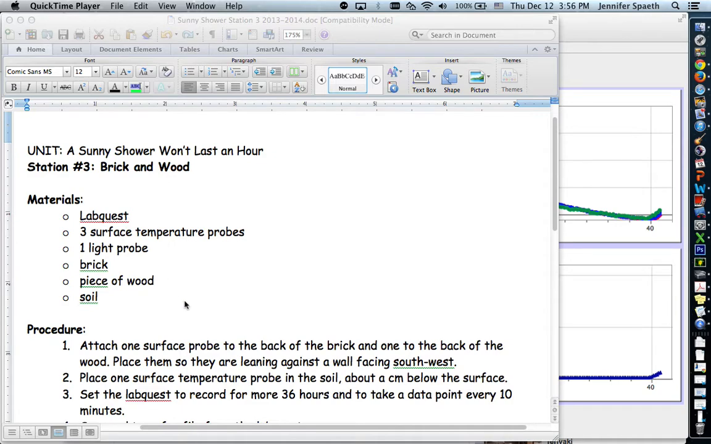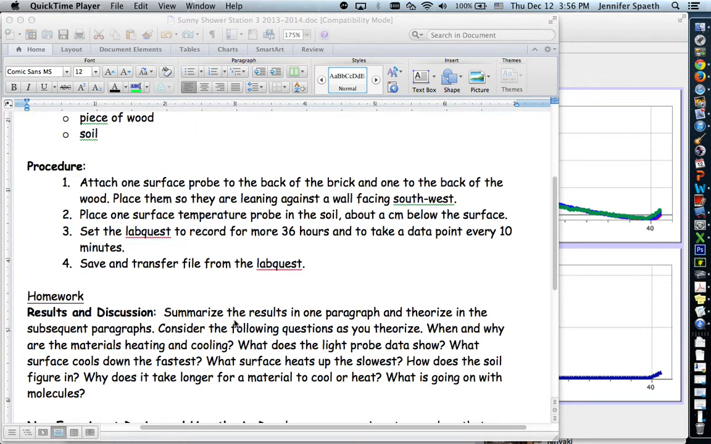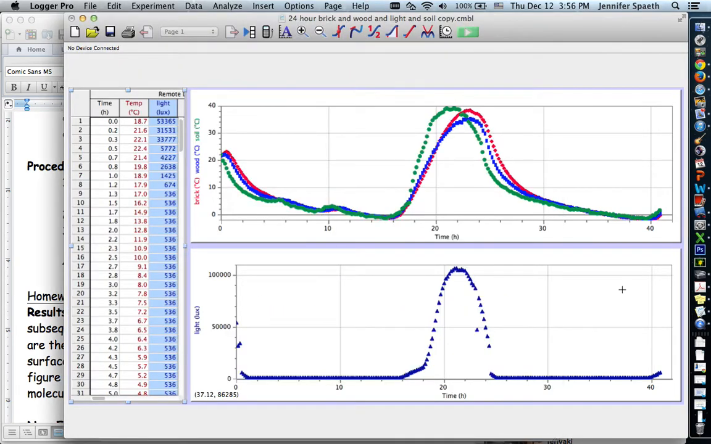This station is downloadable on the topics page on Keysnet, and it has information and some questions to think about. And you'll see in the email that I have emailed you this file. This is a LabQuest file. It should open up with LabQuest.